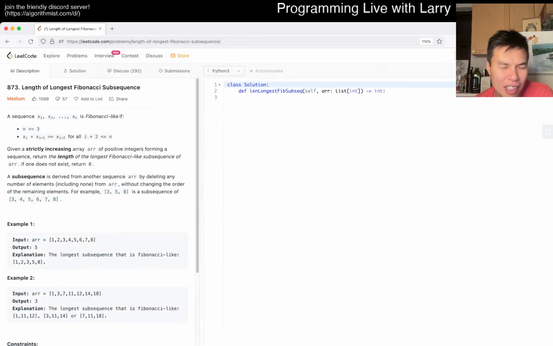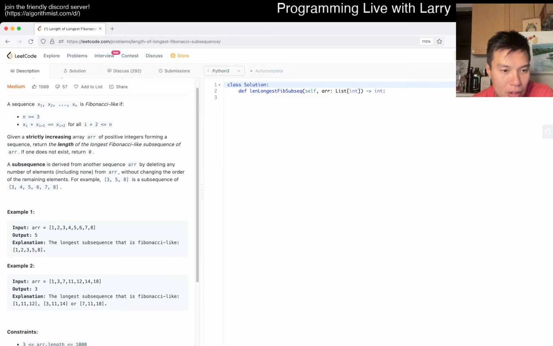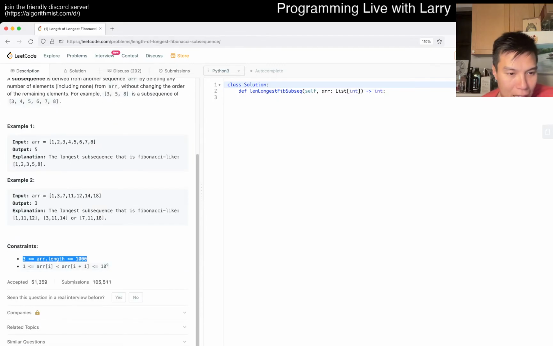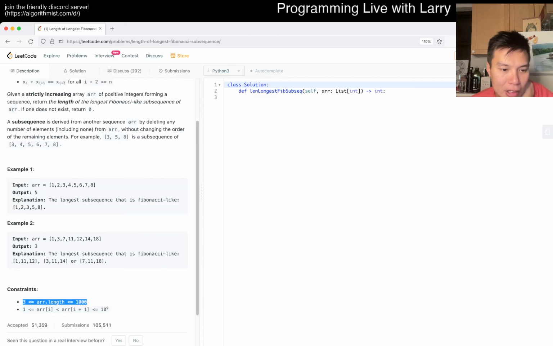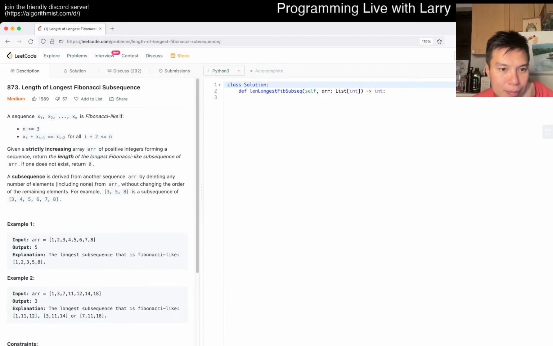Just me live solving. Okay, length of the longest Fibonacci subsequence. Given a strictly increasing array, like 1, 2, 3, 5, 8, 11, 12. Okay, so n is equal to 1,000. That's just something to keep in mind. So n squared is going to be good enough.